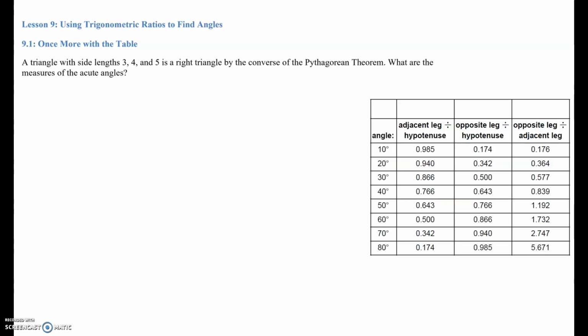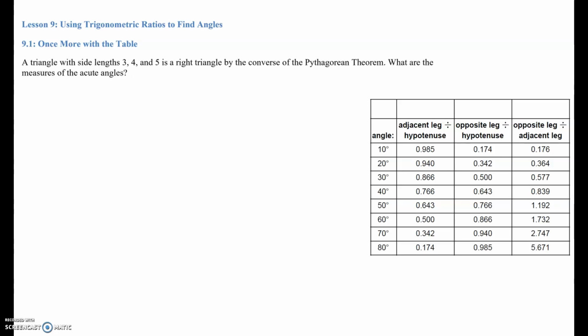Okay, we're going to start Unit 4, Lesson 9 here. We'll start off with problem 9.1. What we want to do is we know that we have a triangle that has side lengths 3, 4, and 5, and it is a right triangle by the converse of the Pythagorean theorem. What we want to know is we want to figure out what are the measures of the acute angles.